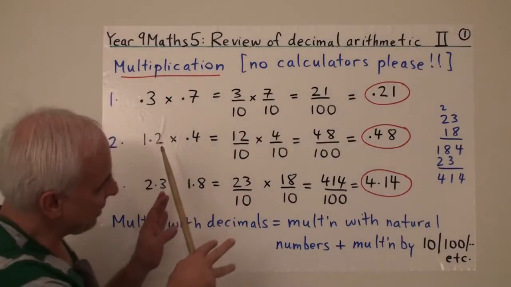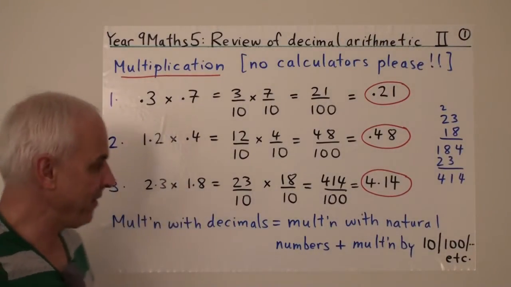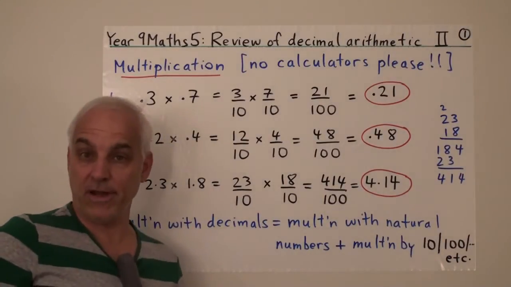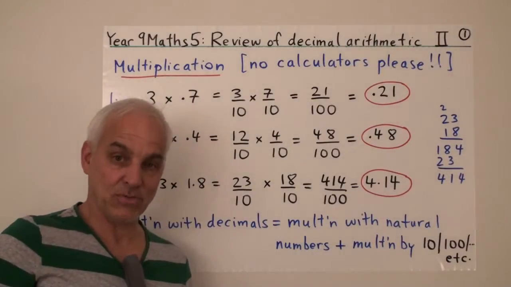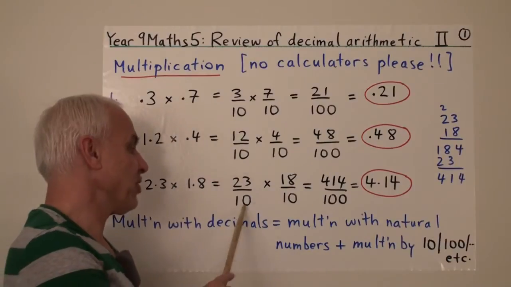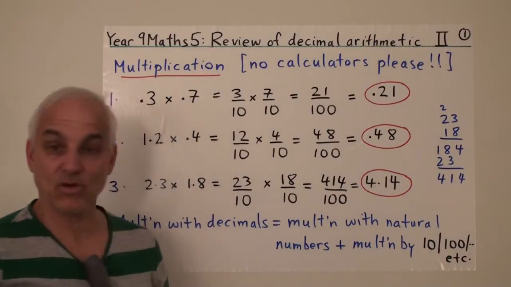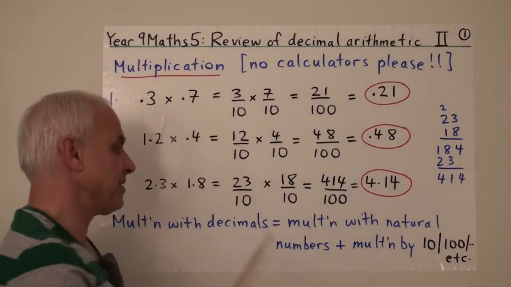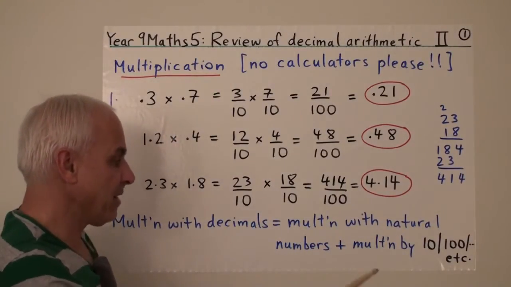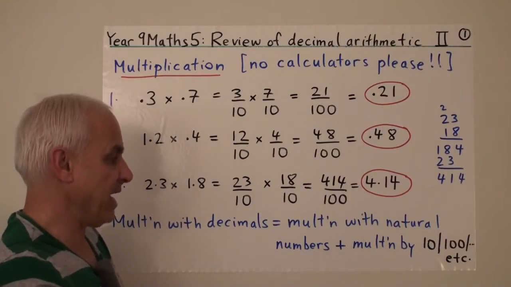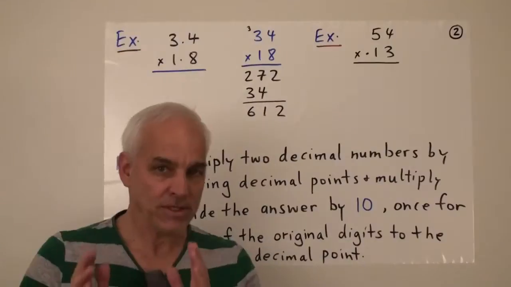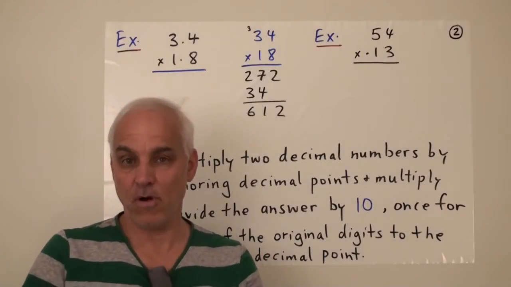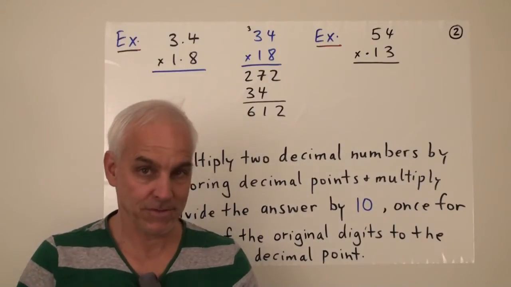So we see that by converting things to fractions this way, we're really left with the problem of just multiplying the numerators, which are just ordinary multiplications with ordinary natural numbers, and then there's a certain amount of division by a certain power of 10. So there's really these two things together, multiplication with natural numbers and multiplications or divisions by 10, 100, and so on. Those examples that we've just looked at motivate the basic technique for multiplying two decimal numbers.